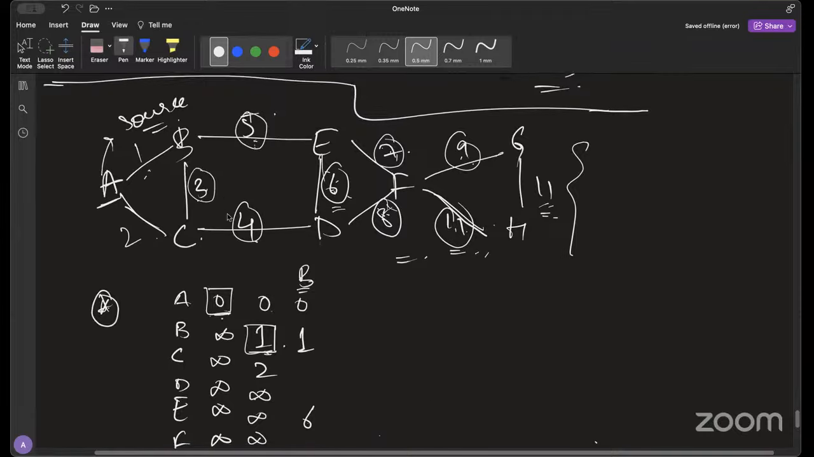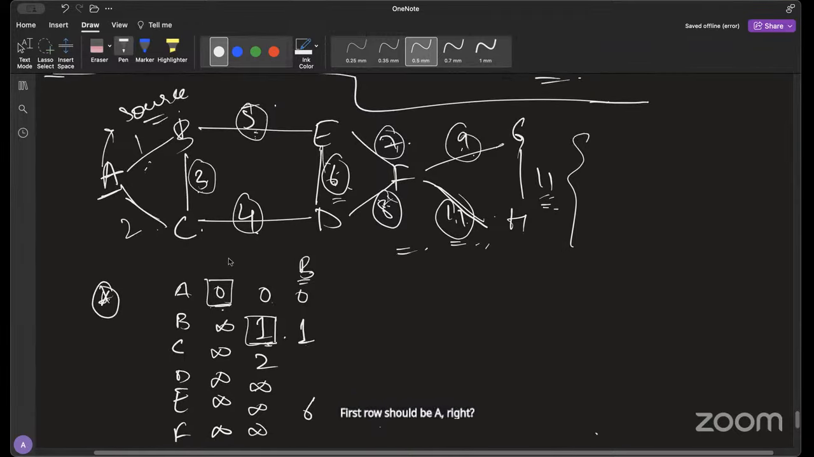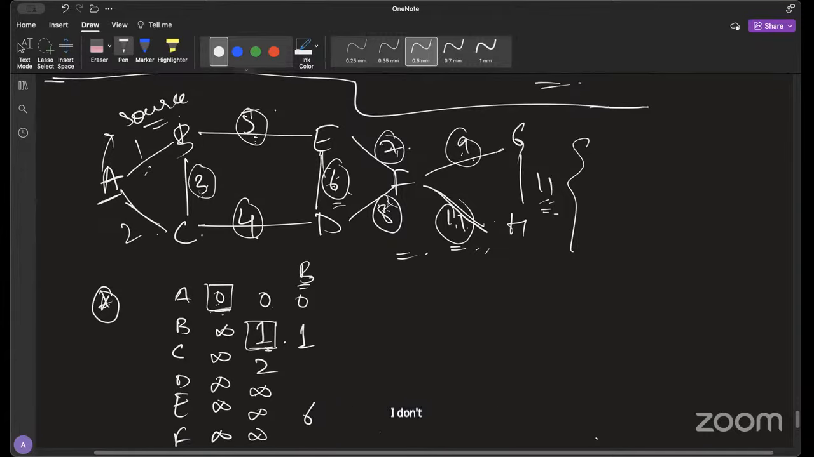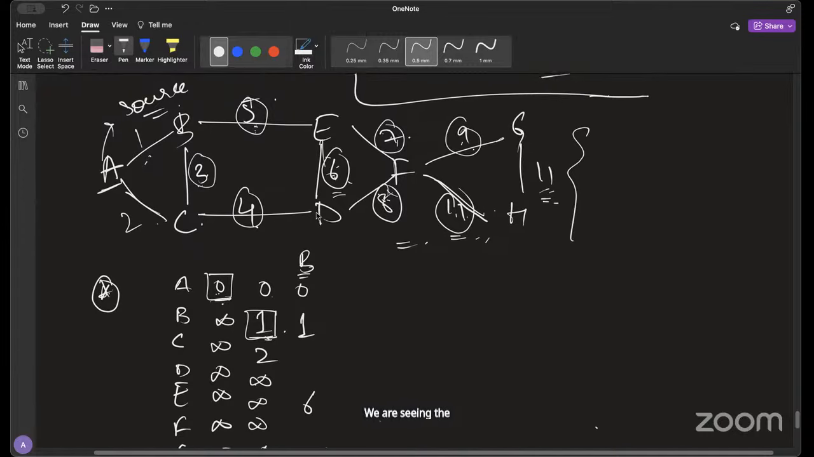Ma'am, first row should be A, right? Sorry, first column. This one? Then it should be C to B should be 2. I don't understand what you're asking. We are seeing the columns and rows, right?